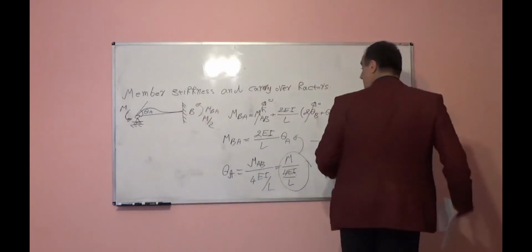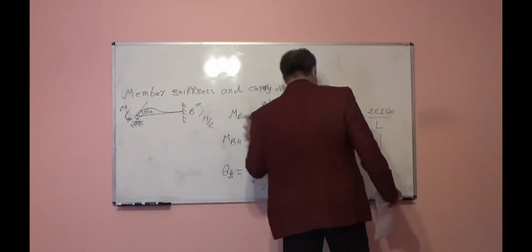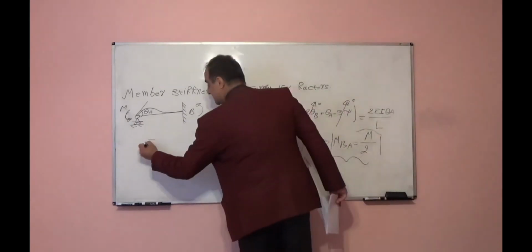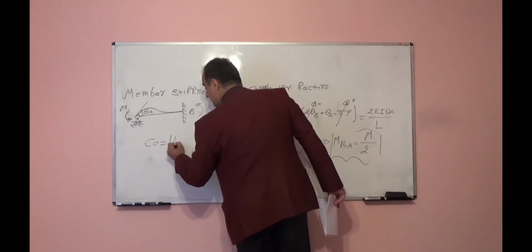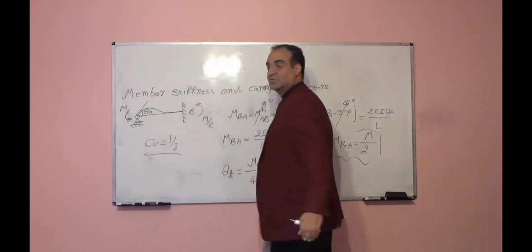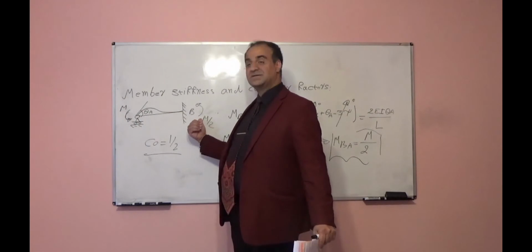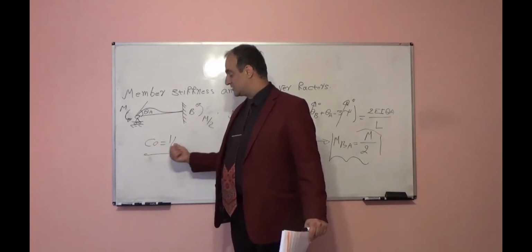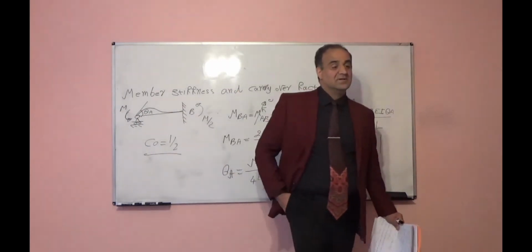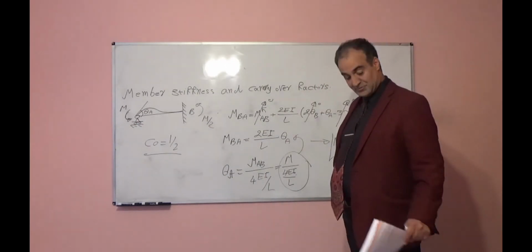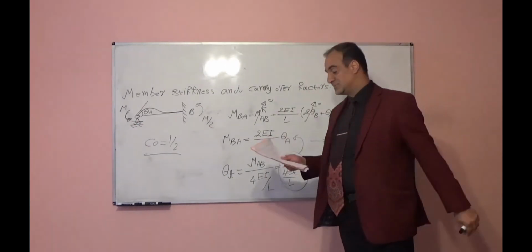So the carryover factor for this system is equal to 1 over 2. You apply M here, half will transfer to this side. So the carryover factor will be equal to 1 over 2. That is one thing we should know.